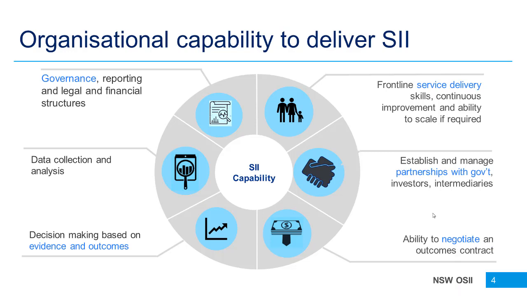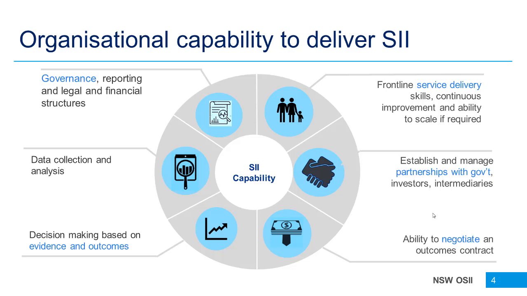And finally, as I mentioned earlier in the different partnership approach to the contract management, there is really strong governance and reporting in social impact investment. And therefore, organisations need to be able to have the people in their organisation with the skills to look at their legal and financial structures and to be able to talk to their intermediary partners, their investors and their agency partners as well.